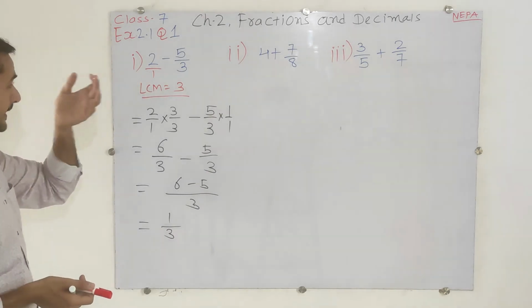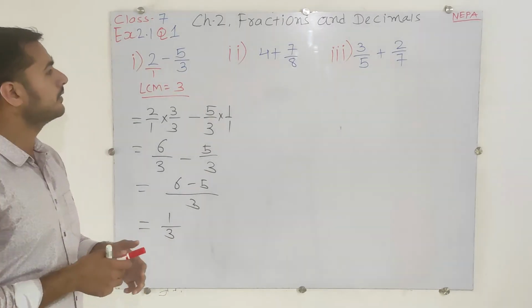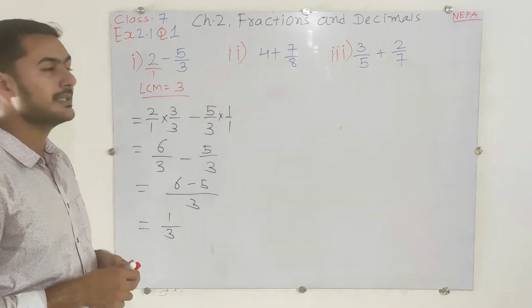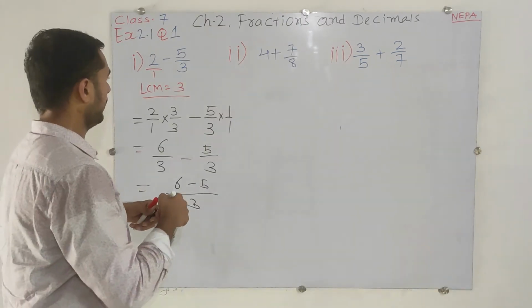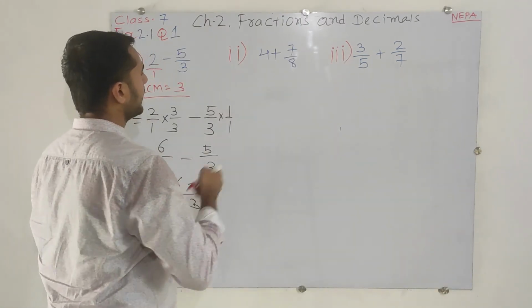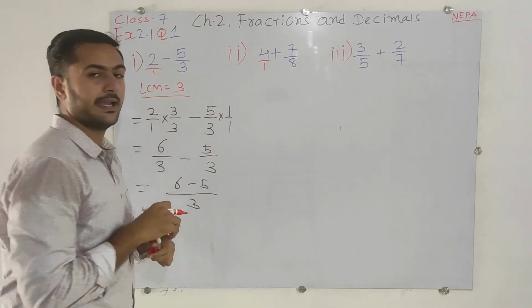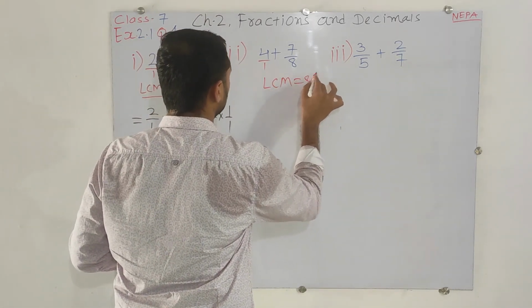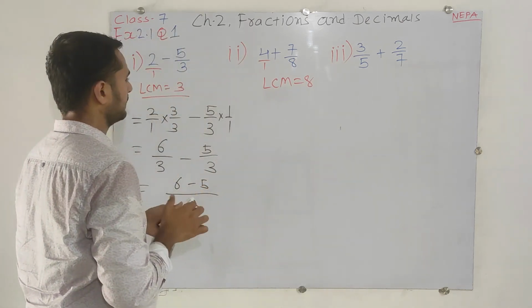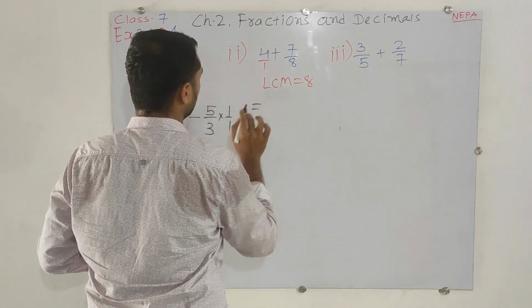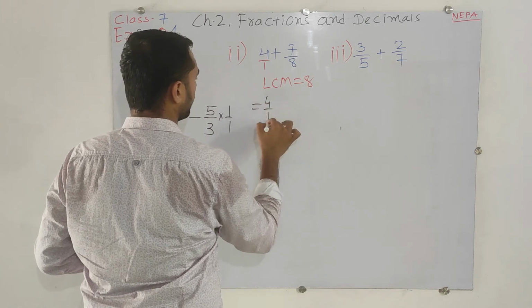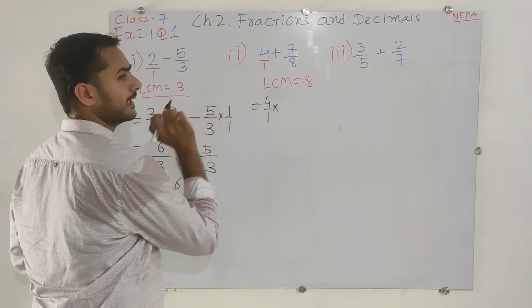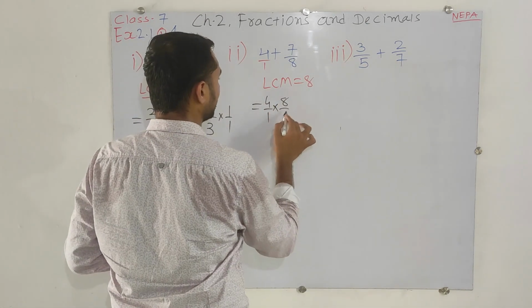Fine. Now the second one, that is 4 plus 7 by 8. 4 plus 7 by 8. So first of all, LCM, as I told you, here is 1. So LCM of 1 and 8, that is 8 only. So LCM is equal to 8. Okay. So now let's start. Here is 4 upon 1. Okay, what should I multiply with 1 to get the answer 8? That is 8, because 8 ones are 8.